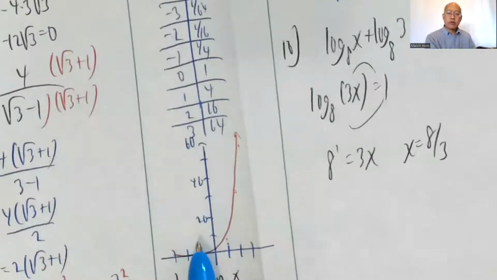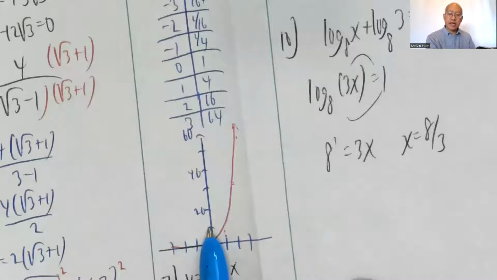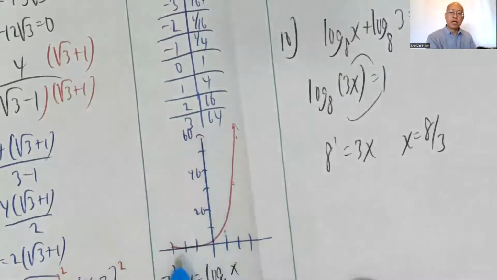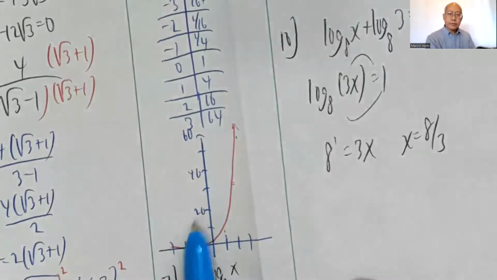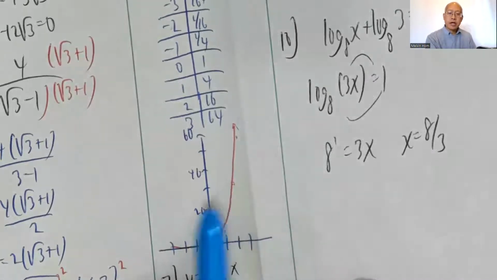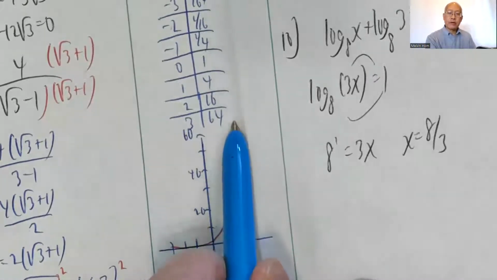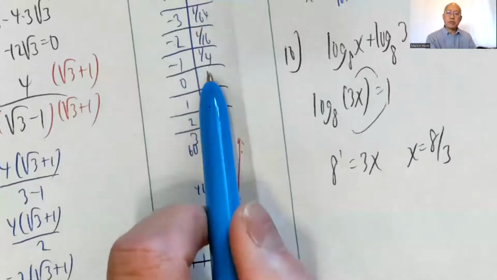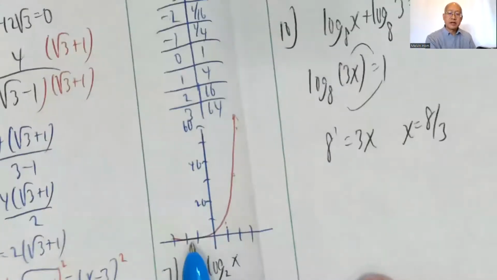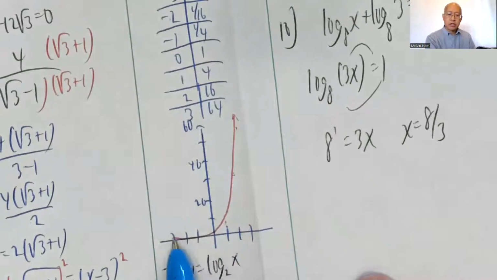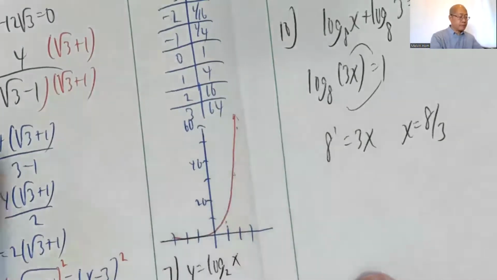Okay, so I've got 0, 1. I changed the scale here. These are by 10s, 10, 20, 30, 40, 50, 60. These are by 1s. 0, 1, 1, 4, 2, 16, and 3, 64 is way up here. And these are so small, they're practically on the x-axis. So they're practically hugging the x-axis. So the graph looks something like that.